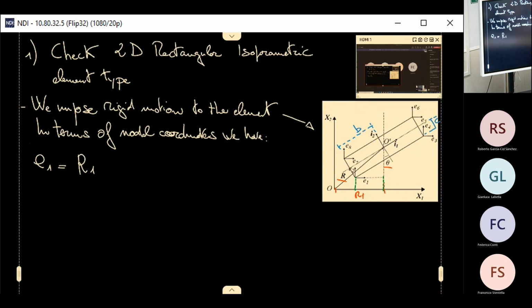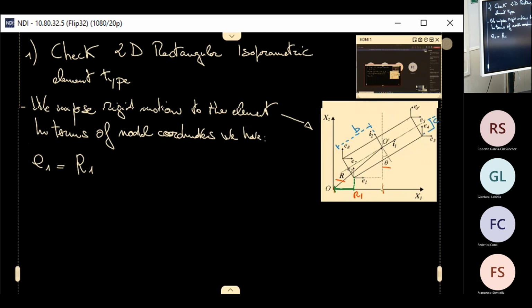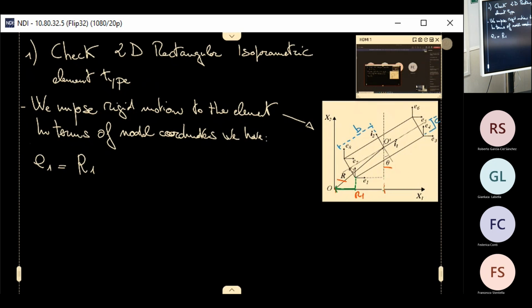Sorry, the position E1 is not this one. I made a mistake. The position E1 is this one. Of course, then we have to remove this one. So let's estimate it. What I would do is to take this, then remove this, so you have this, then you have the cosine of this, which is this, and then you remove it from R1.